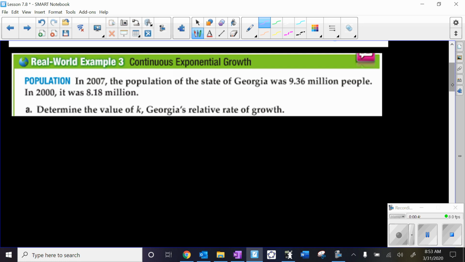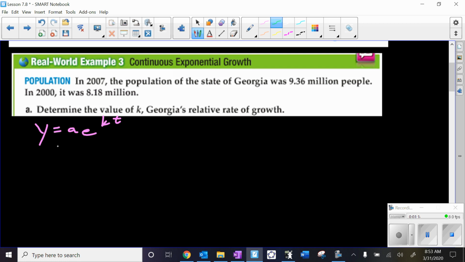So that means we're going to use y equals a e to the kt. k has to be positive. A, remember, is our initial value, t is going to be time in years, k is your rate, and then y is whatever the population is after so long.